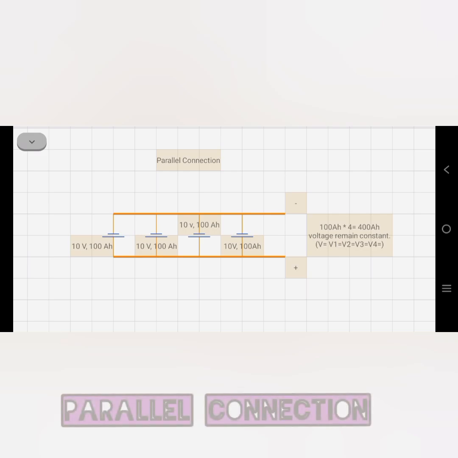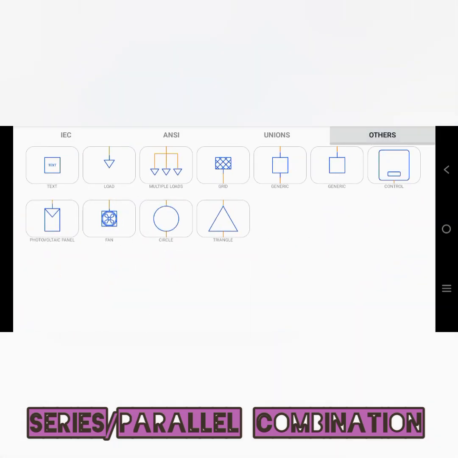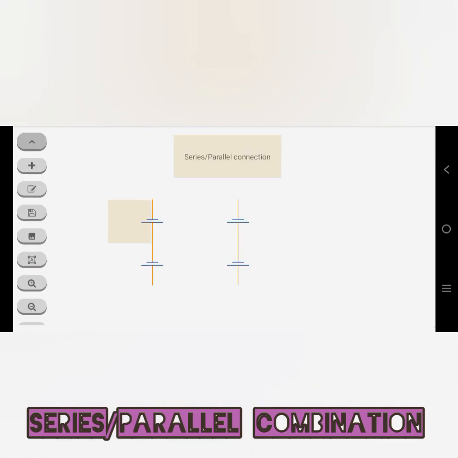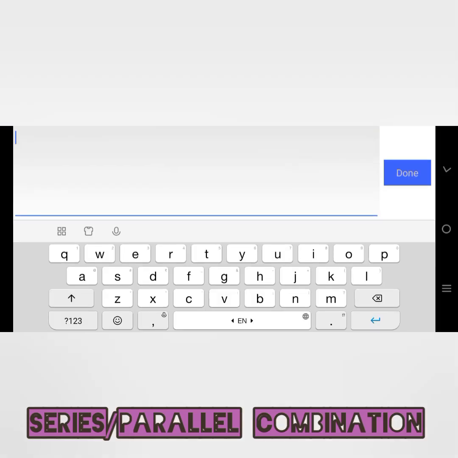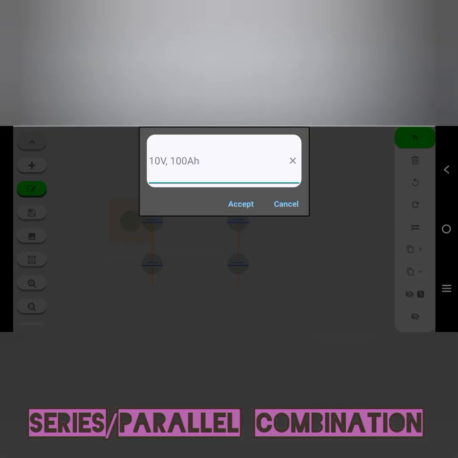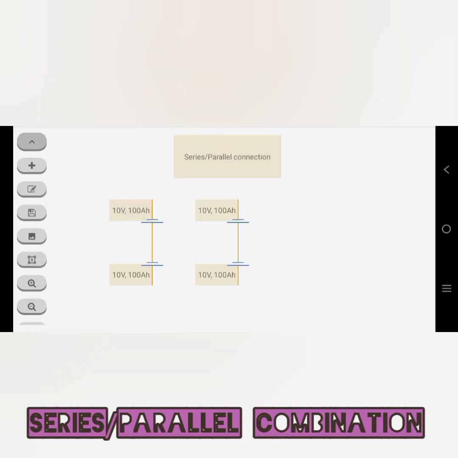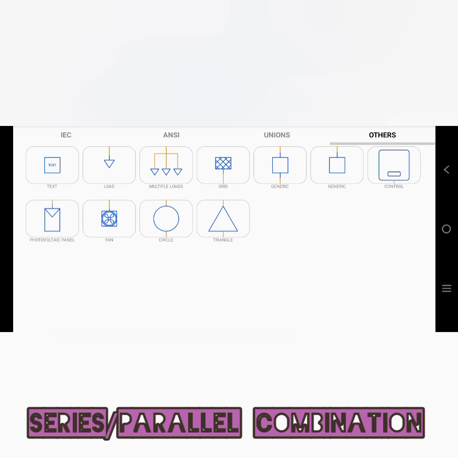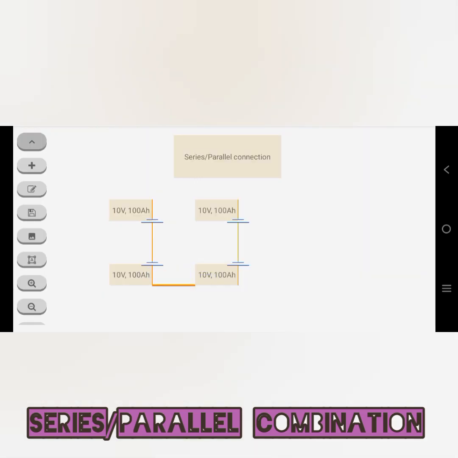So next is your series and parallel combination, where both are combined. In here I have taken four batteries, each 10 volt and 100 Ah. I have made the combination in such a way that two batteries will be connected in series and another two batteries will be connected in series, and both sets will be connected with your load in parallel. So this is the combined series and parallel combination.